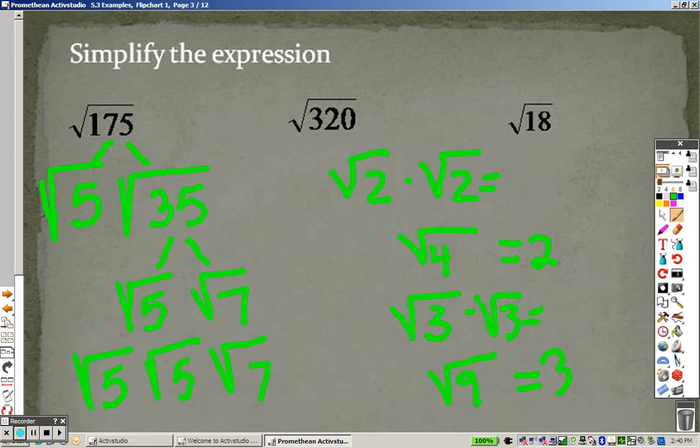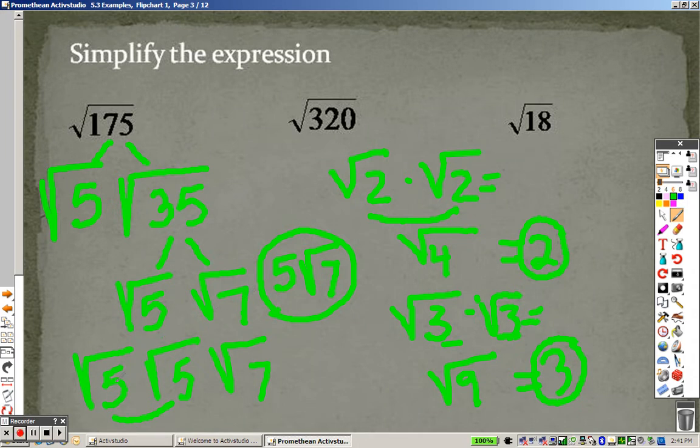Look at a little pattern here. When you have two of them that are the same, look what you get for your answer: whatever was underneath. A 3. Well, look at this. I have two 5s that are the same, which means I end up with my final answer as 5, and I have a square root of 7 left over. And there's your final answer to that problem.